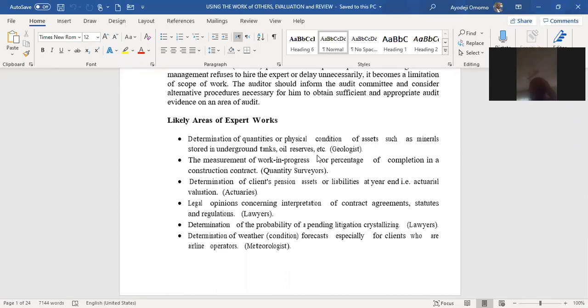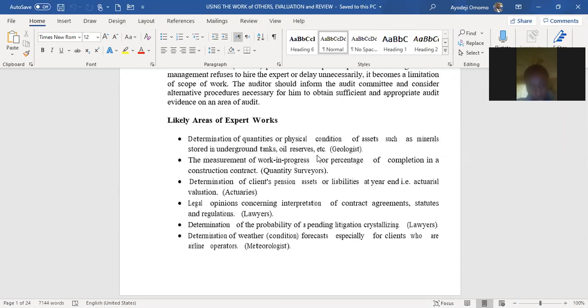Also, if you want to know the work in progress, you might need a quantity survey. Maybe they are building a particular complex, and they need to recognize what part of that building has been completed. They might need a quantity surveyor to give them the specific percentage of work completed. Pension assets and pension liabilities are other areas.